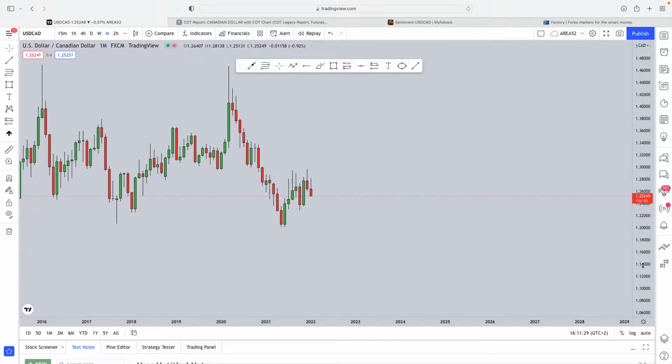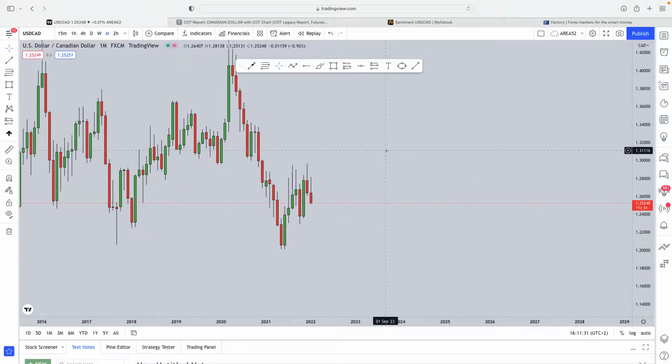So today we're going to take a look at the USDCAD as requested by Mr. Kotso M. I'll give you guys a full overview of what we have here from a technical, fundamental, order flow and sentiment perspective as well.